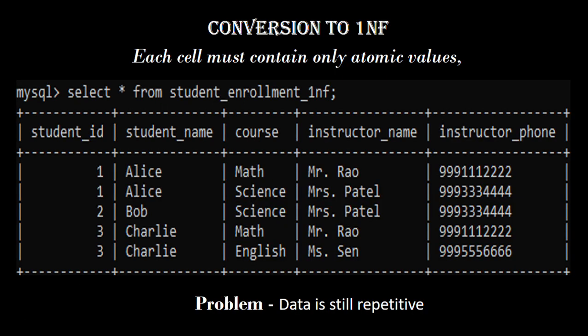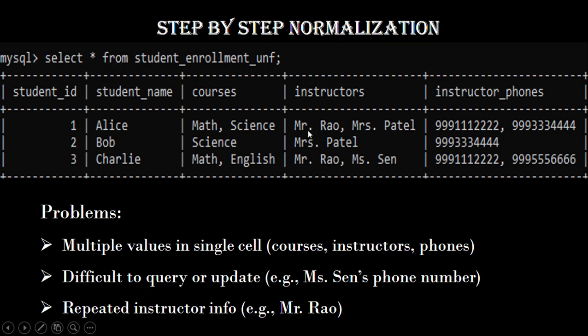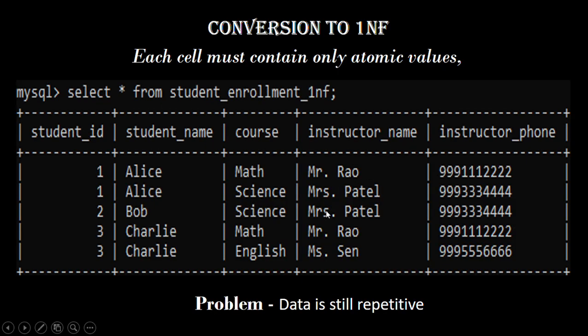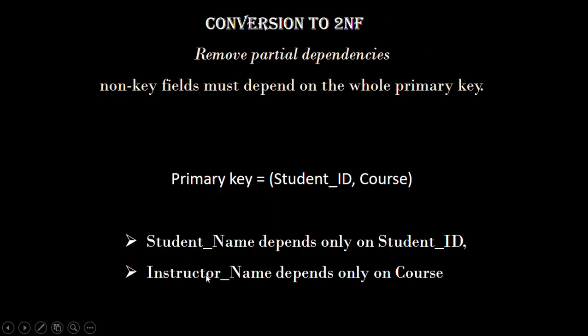First we will go with the first normal form, where the rule is every cell must contain only atomic values. I mean, a single value should be there in each cell. In order to address those issues, whatever multiple values are there, we have taken them into separate rows, and this form we have created. So this is after applying the first normal form. But even after applying the first normal form, the problem we see is that data is still repetitive. So now we'll go to the second normal form.